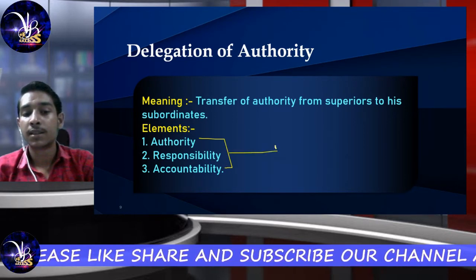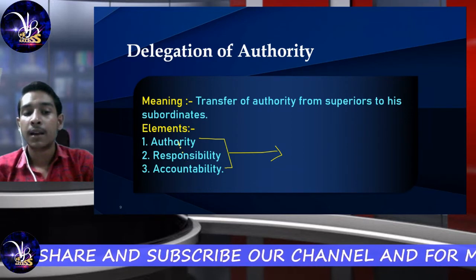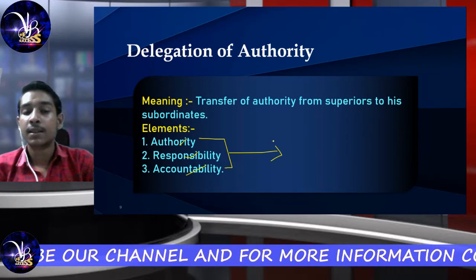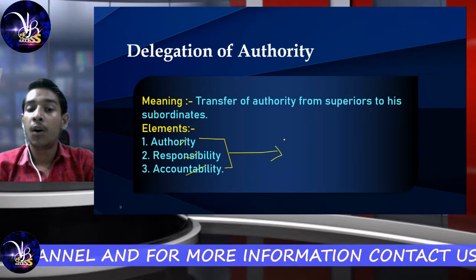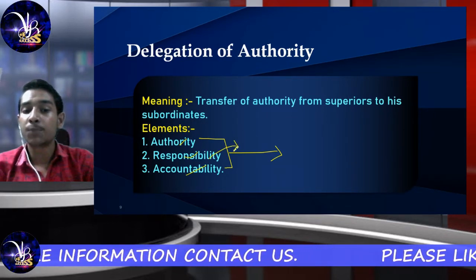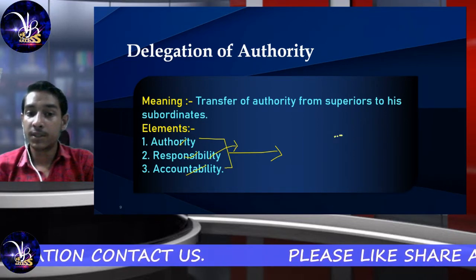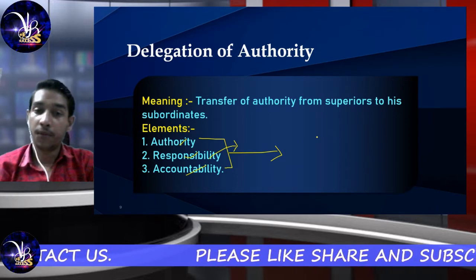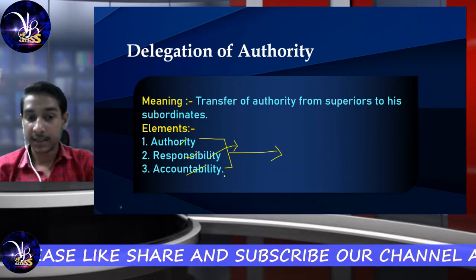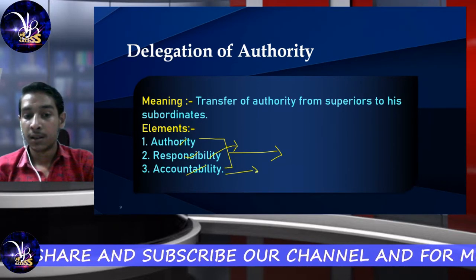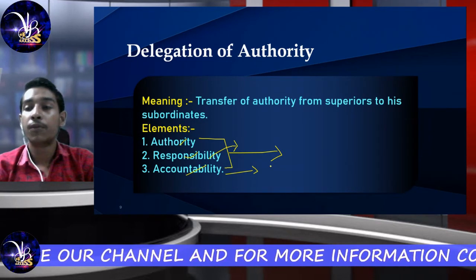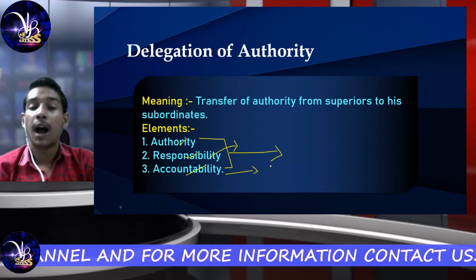delegation, which are authority, responsibility and accountability. Authority means the right or a power which you have. Next one is responsibility. Responsibility means what is your responsibility towards your organization or towards your business. Next one is accountability. Accountability means who will be punishable after any type of problem in that work, means accountable.